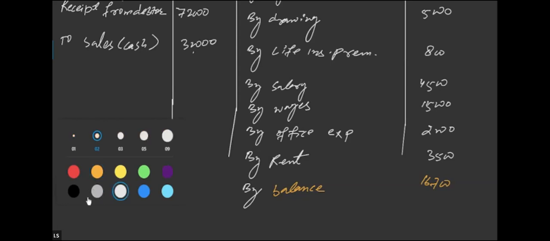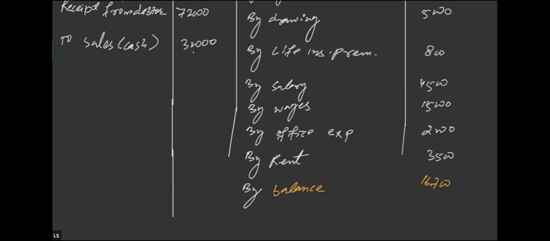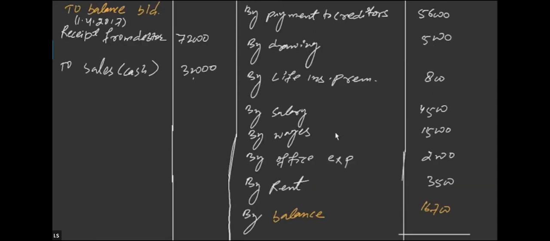Okay, now we can find out the value of the opening balance as a balancing figure. So first of all, total the credit side and reduce all the values on the debit side, and then you will be able to find out the opening value of the cash account. 56,000 plus 5,000 plus 800 plus 4,500 plus 15,000 plus 2,000 plus 3,500 plus 16,700. Sorry, it will be 1,35,000.